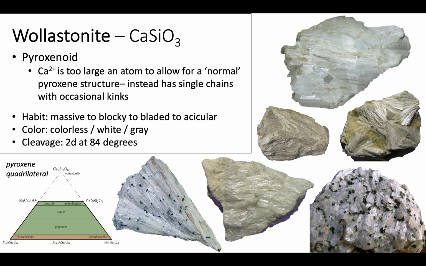All right, so our last mineral for this session is wollastonite. It has the formula CaSiO3. So when you see that SiO3, you should immediately jump to that being a pyroxene. But it turns out wollastonite, a little weird, is actually a pyroxenoid. That means that it is pyroxene-like, but not exactly a pyroxene.